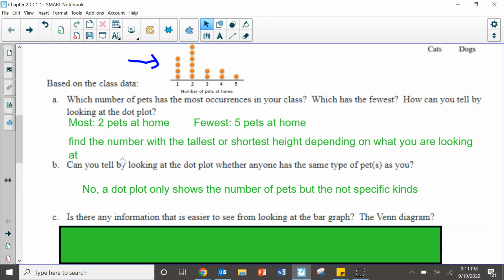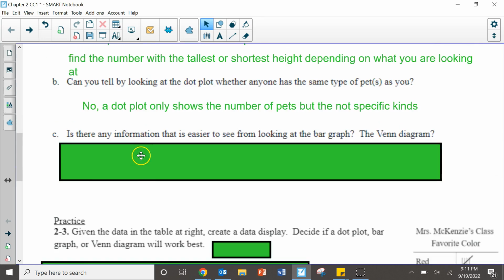Is there any information that is easier to see from looking at a bar graph and the Venn diagram? So real quick, would there be any kind of information that is easier to see from looking at the bar graph and the Venn diagram? So go ahead, pause and answer that question.